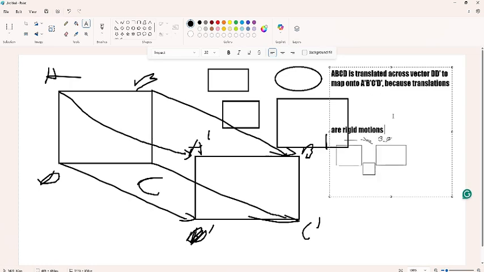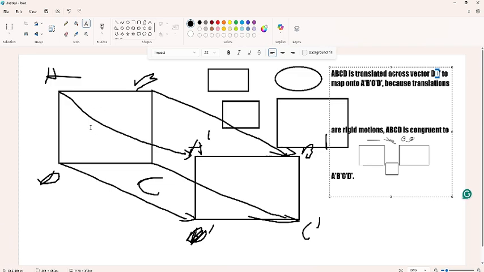What is happening? Our rigid motions show that ABCD is congruent to A prime, B prime, C prime, D prime. Make sure you're putting the pre-image vertex to the image vertex. This is the pre-image, which we start with, and this is the image, which we're trying to get to. And so we can do this to prove congruency off the coordinate grid. So that's the first part of the lesson.